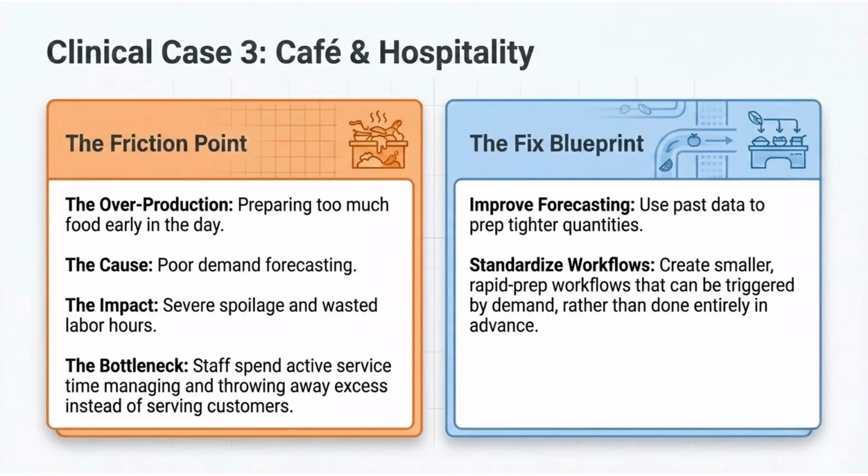Then we have one around cafe and hospitality. The overproduction is preparing too much food early in the day. The cause is poor demand forecasting. The impact is severe spoilage and wasted labour hours. And the bottleneck is that staff spend active service time managing and throwing away excess instead of serving customers. The fix blueprint is around improving our forecasting, using past data to prep tighter quantities, and then having standardized workflows where we create smaller, rapid prep workflows that can be triggered by demand rather than done entirely in advance.